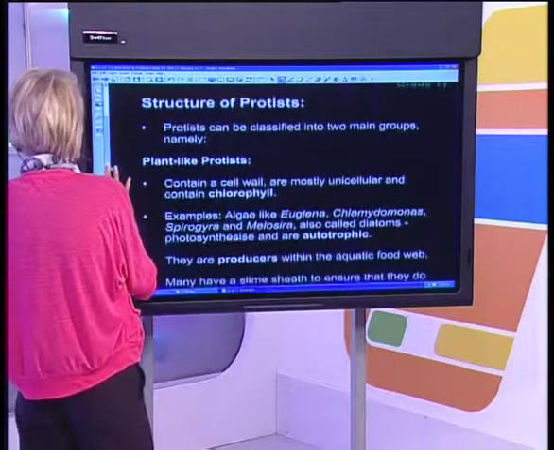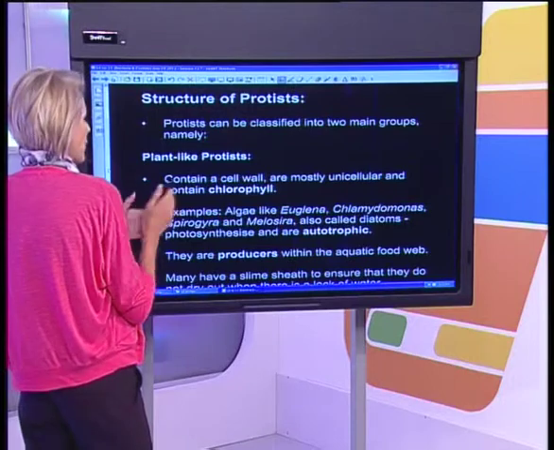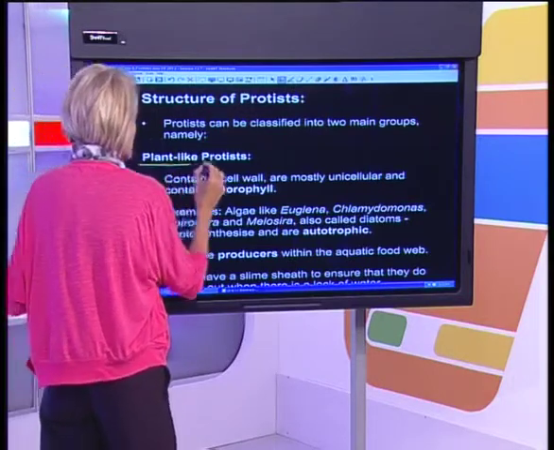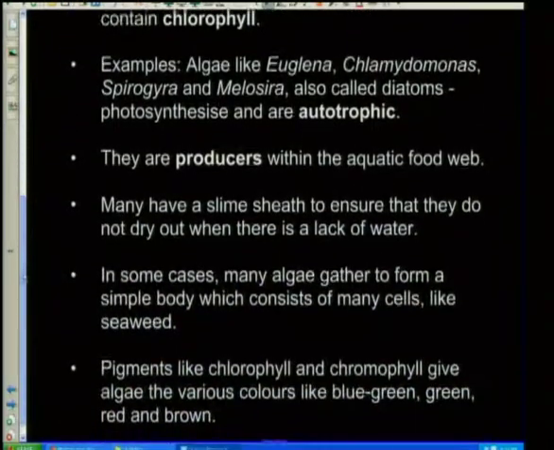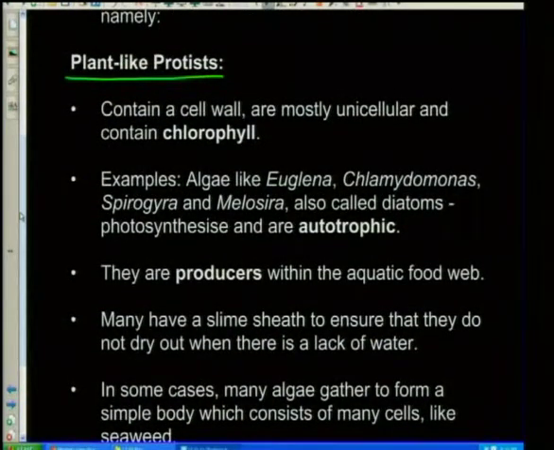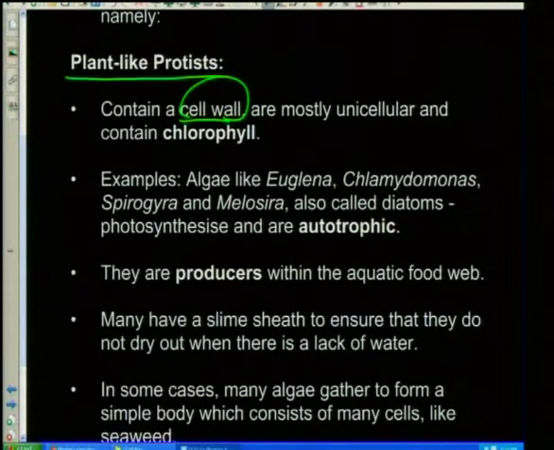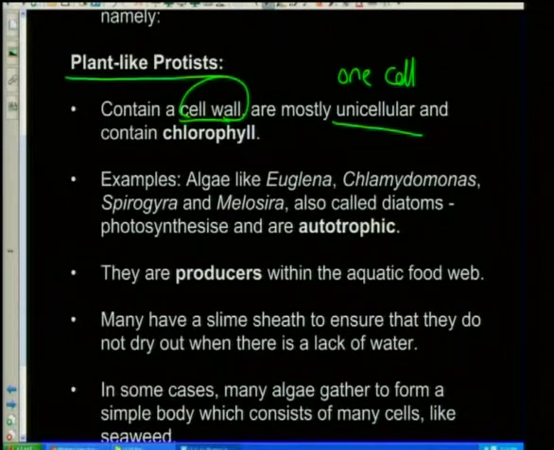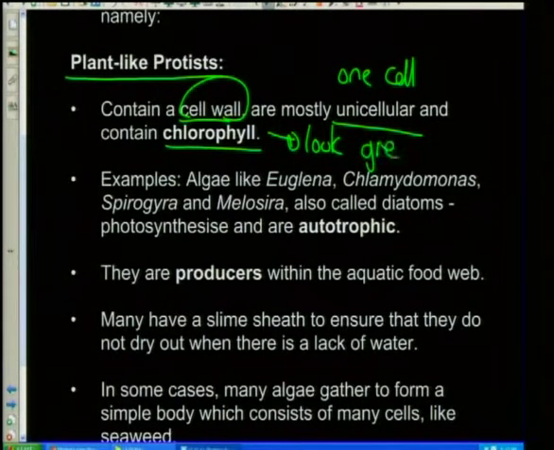Okay. Now, if we look at structure, people, first of all, there are two main groups. You're going to find your plant Protistas, and you're going to find your animal Protistas. So we're going to work on our plant Protistas first. Two groups. Okay? First thing, like with all other plants, they have a cell wall. All right? They are mainly unicellular, which means one cell. And because they are plant-like protists, generally they will contain chlorophyll, which is going to make them look or appear green. Okay, remember chlorophyll is green.